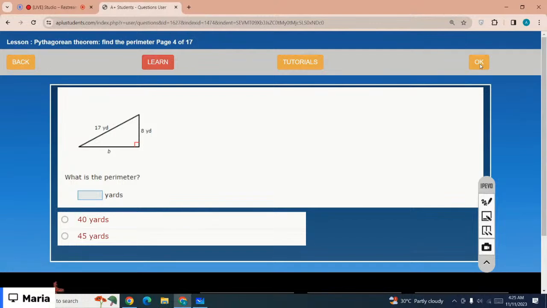Okay, the next one is what is the perimeter. For the perimeter, you have to add up all the side lengths. So just evaluate the side lengths. To calculate the side lengths, you have to find the third side length. For the third side length, you have to use the Pythagorean theorem, right? So that would be... so which is the correct option?